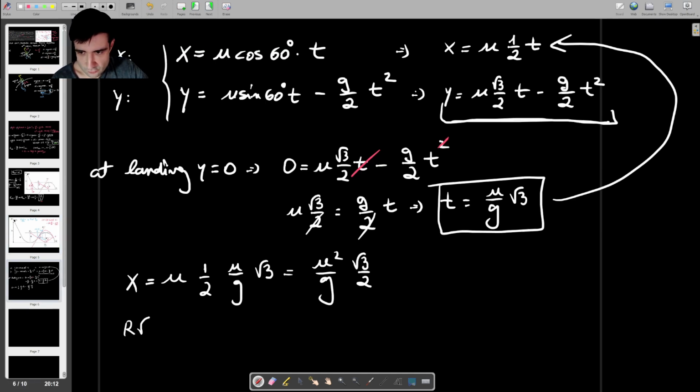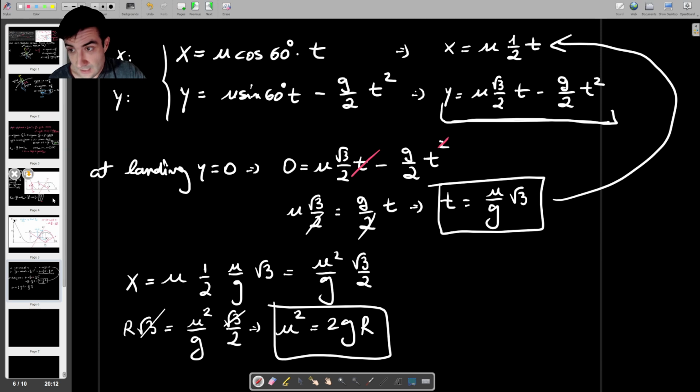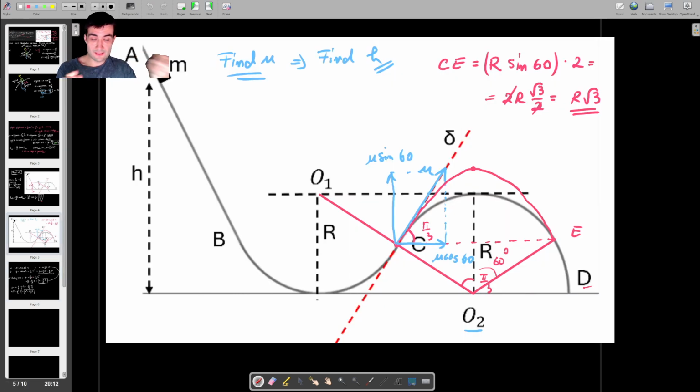So we have r root 3 is equal to u squared over g root 3 over 2. The square roots cancel out, and we end up that u squared is equal to 2gr. And that is it. So that's the initial velocity of the object that it needs in order to land at the same altitude, or at the same elevation, that it started from. So now we're going to work backwards and use energy conservation to find the height.